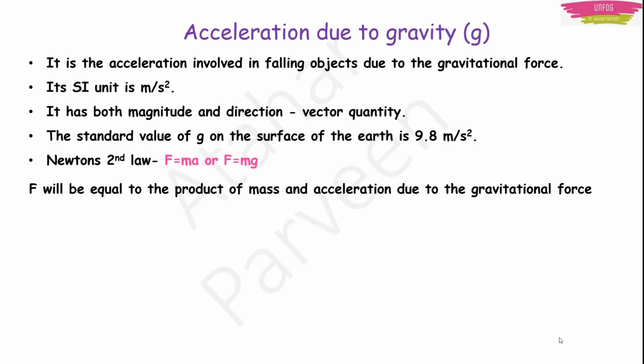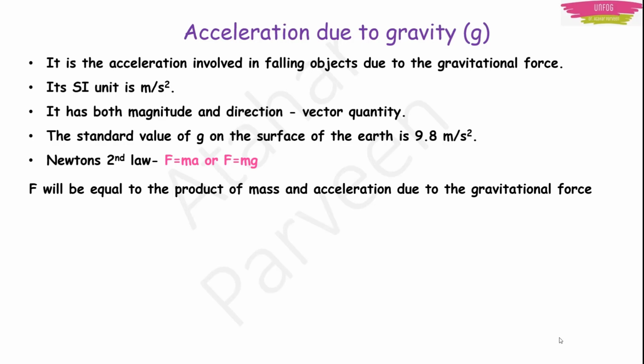The acceleration of that ball which is falling freely due to gravitational force is known as acceleration due to gravity. Basically, the acceleration which is caused due to gravity is known as acceleration due to gravity. Its symbol is small g and its unit is same like that of the acceleration, that is meter per second square, and this also has magnitude and direction. That's why this is a vector quantity like our normal acceleration, and its standard value on the surface of the earth is 9.8 meter per second square. But in numericals, where you don't require any accuracy, there you can use the value of g as 10 meter per second square. It will be easy for you to calculate and it will save your time.